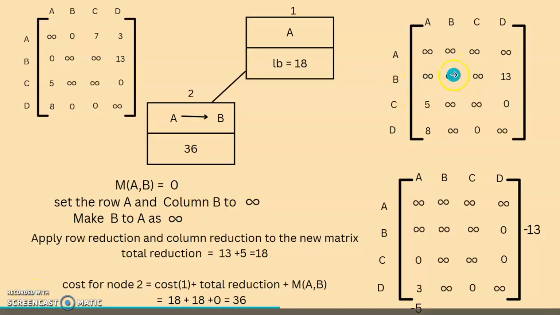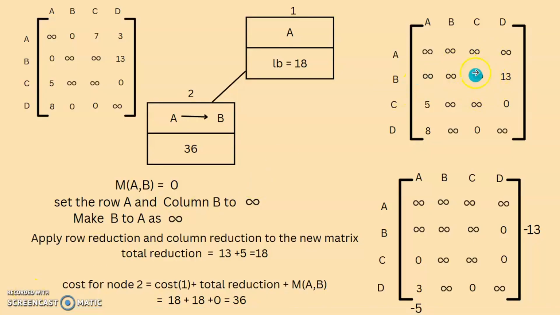Now in this matrix you apply row reduction and column reduction. For the first row all the values are infinity, so no row reduction is required. For the second row there is no 0 and 13 is the minimum value, so we have to subtract 13 in the second row. For the third row there is a 0, so no row reduction is applied, you copy it as it is. And the fourth row there is a 0, so there is no row reduction required. So we have to subtract only 13 from the second row. In that way this element will become 0.